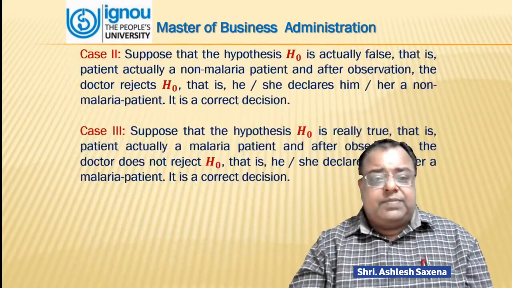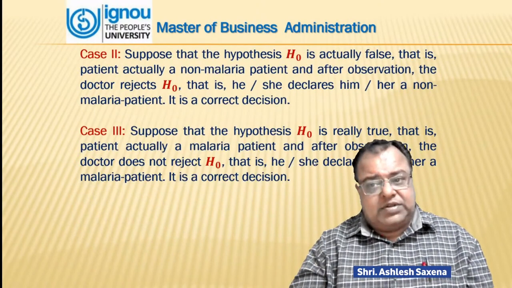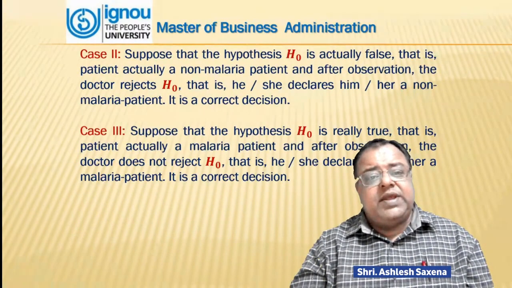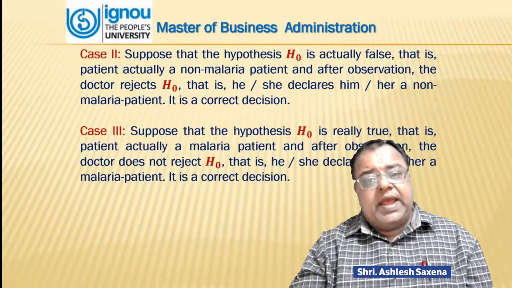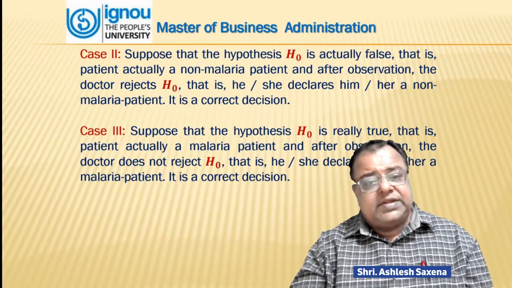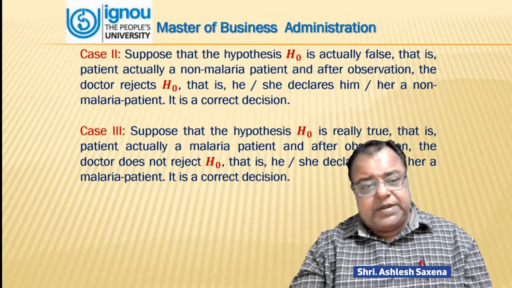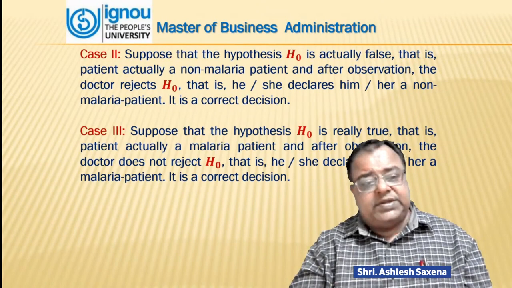In case 2, suppose that the hypothesis H0 is actually false. That is, the patient is actually a non-malaria patient, and after observation, the doctor rejects H0. That is, he or she declares him or her a non-malaria patient. It is a correct decision.